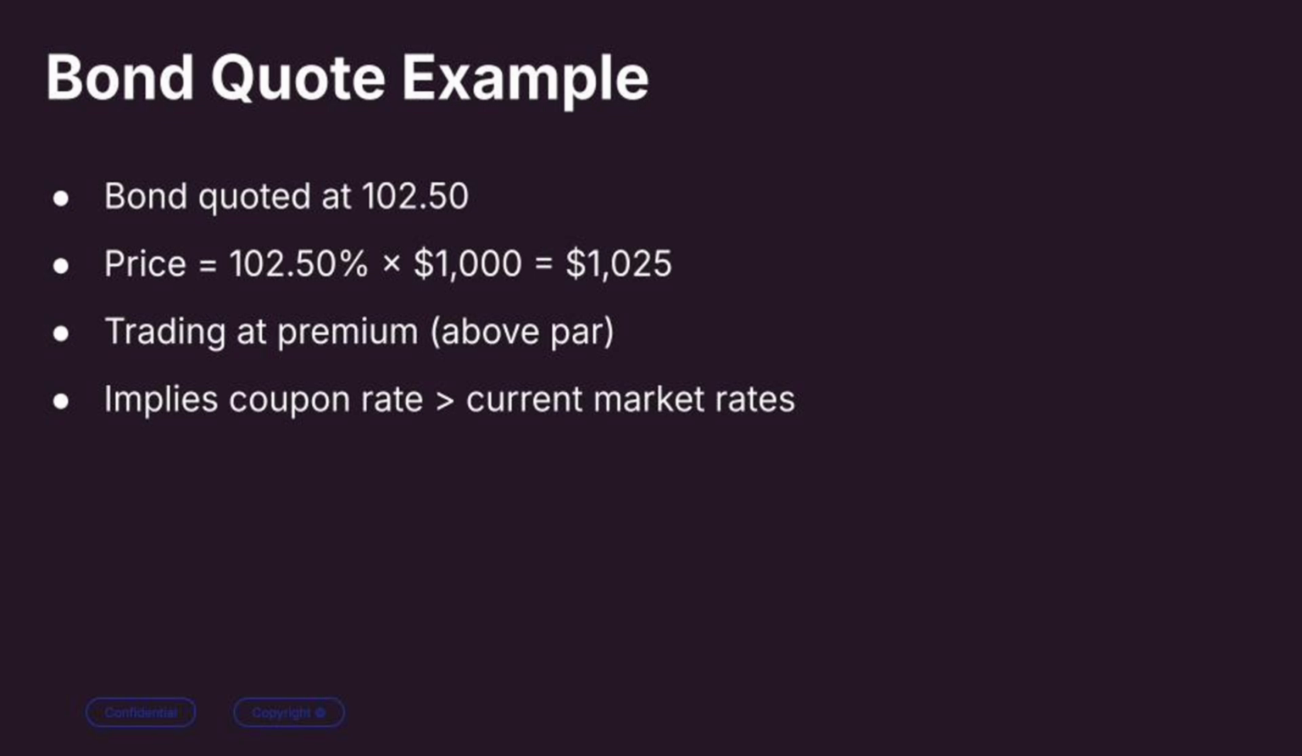Let's work through a quick example. You see a bond quoted at 102.50. To find the dollar price, multiply 102.50% times $1,000. That gives you $1,025. Since the price is above par, this bond is trading at a premium. That tells you the coupon rate must be higher than current market rates. Otherwise, why would anyone pay extra?